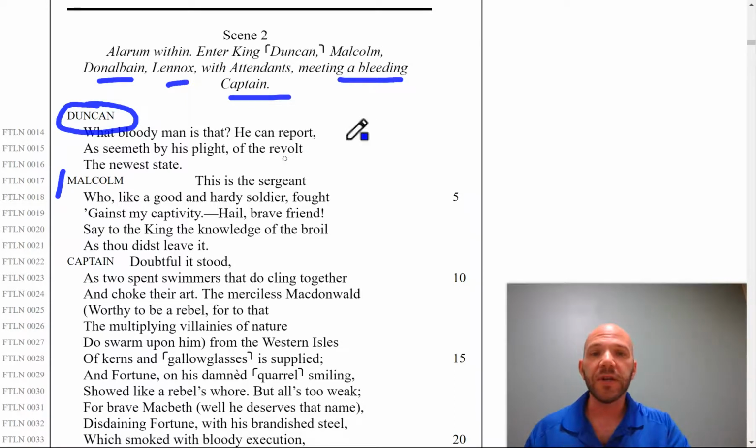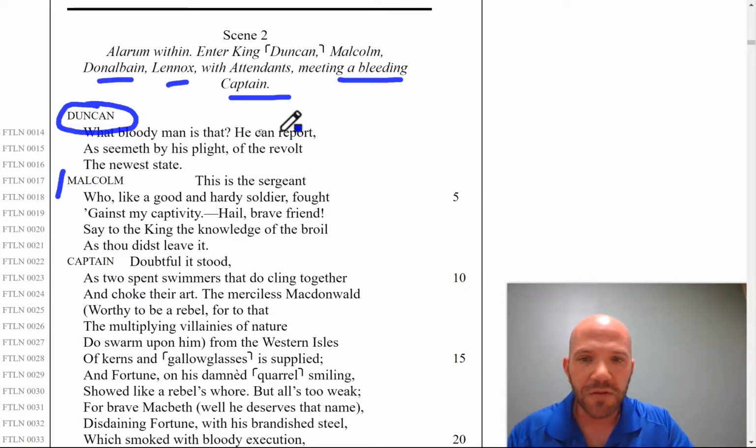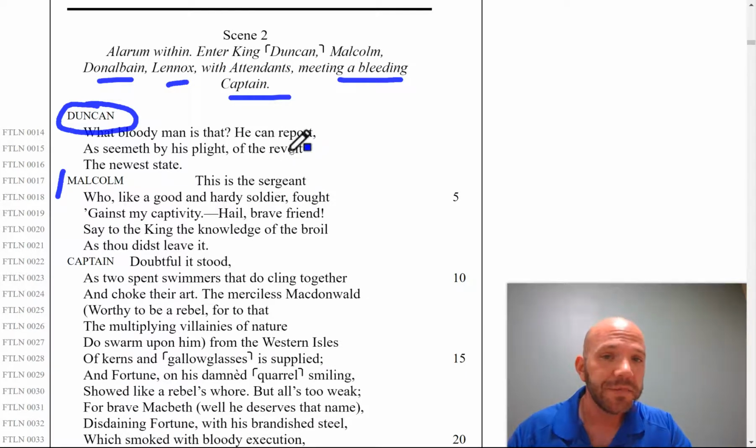Again, remember, when you're reading Shakespeare, you sometimes have to rearrange the words a little bit to make them make sense. So it seems by his plight, by how he looks, he can report of the revolt, the newest state, meaning the newest state of the revolt. So, in other words, he can probably tell us, according to the way he looks, the latest news from the battlefield. That's what that means.